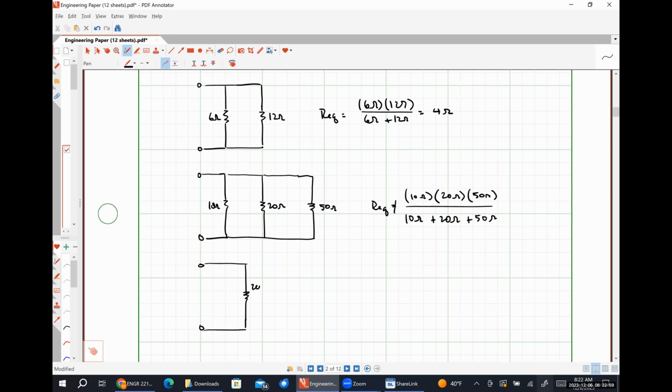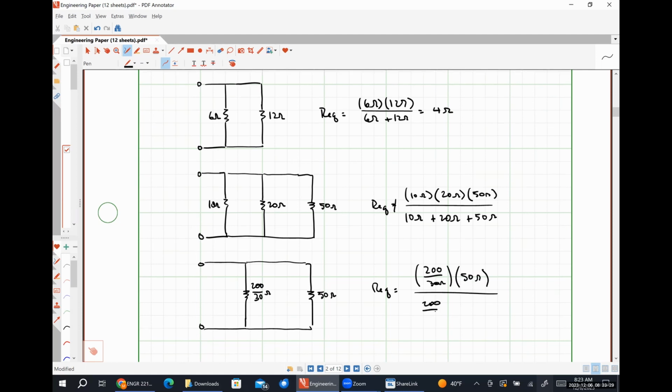So 10 times 20 is 200. 10 plus 20 is 30. So I'm just going to leave it as that, even though it could obviously be simplified to 20 over 3. Now I have my 50. And so the equivalent resistance will be 200 over 30 ohms times 50 ohms over 200 over 30 ohms. Sorry, that ohm shouldn't be in the denominator. Plus 50 ohms.